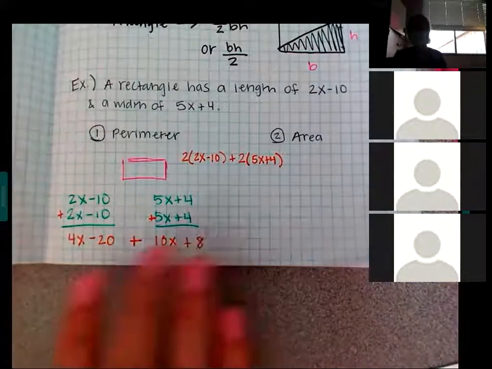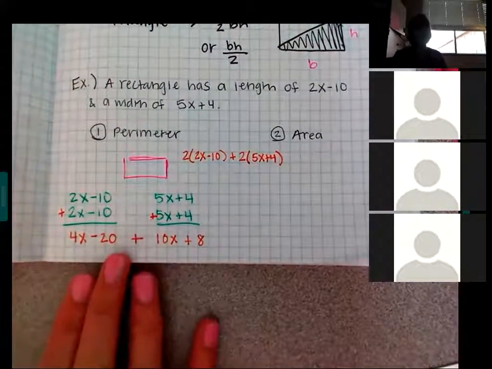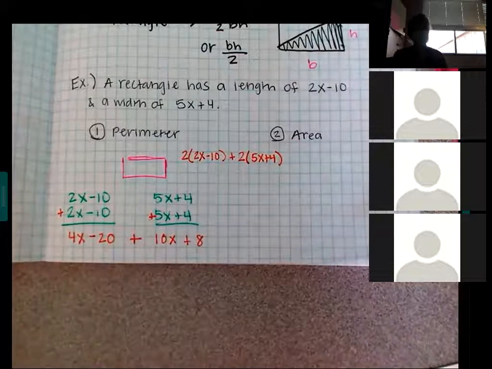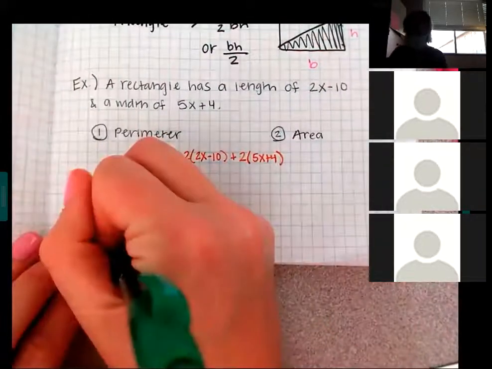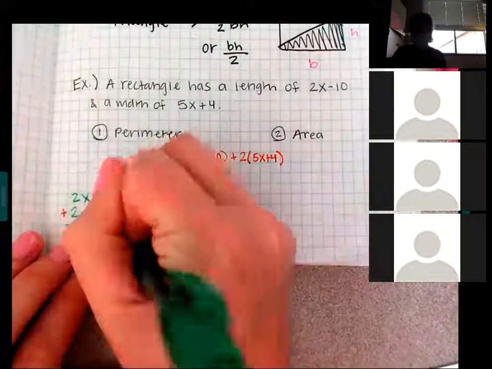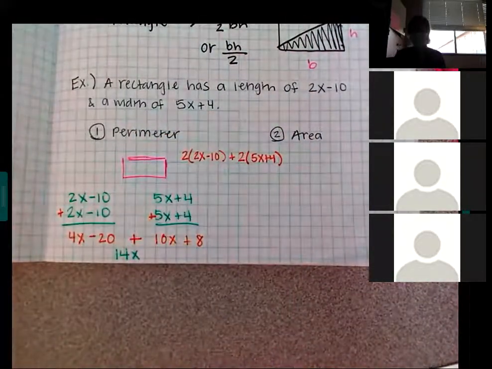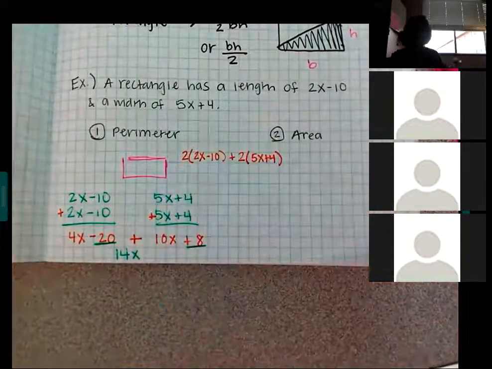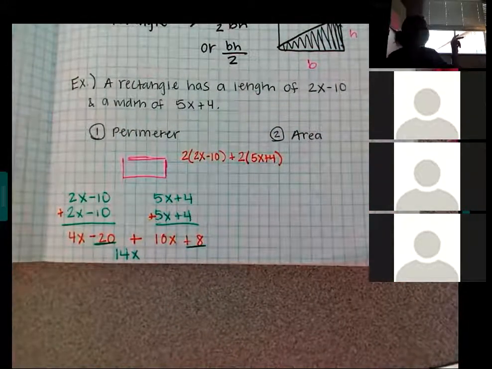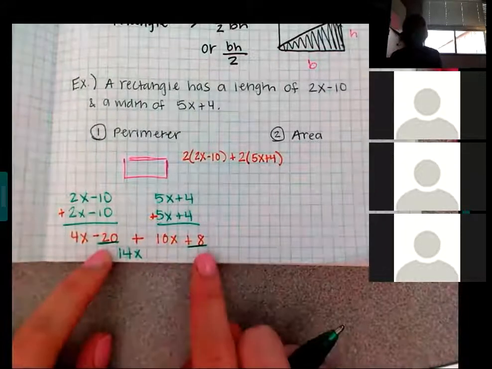So when we add these together, what is 4x plus 10x? 14x, there we go. Remember, you're finding perimeter. You are adding, don't multiply. And then what is negative 20 plus 8? Different signs, so we need to subtract. What's 20 minus 8?